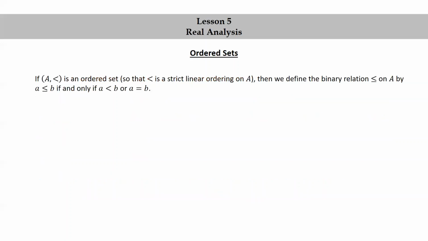If (A, <) is an ordered set, so that less than is a strict linear ordering on A, then we define the binary relation less than or equal to on A by a less than or equal to b if and only if a is less than b or a is equal to b. In this case, less than or equal to is called a linear ordering on A.